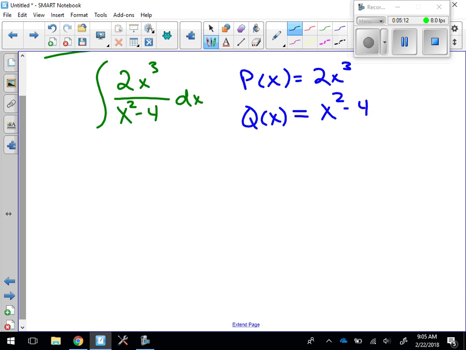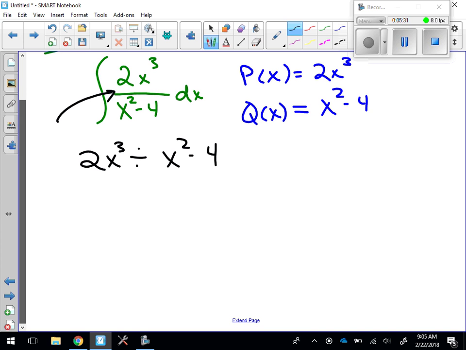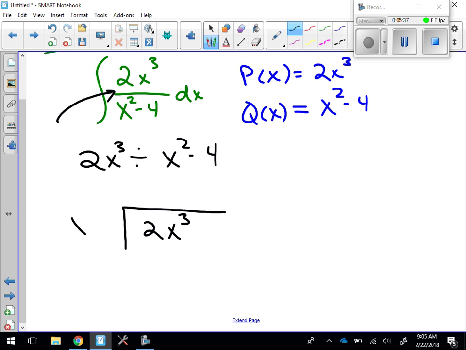Usually I get a groan for what I'm going to do next. What does that symbol usually mean? Divide by. So this is really 2x cubed divided by x squared minus 4, right? See, this is where the groan comes. So this is really 2x cubed divided by x squared minus 4. See, you did not disappoint.